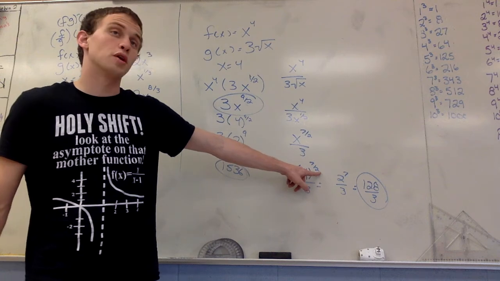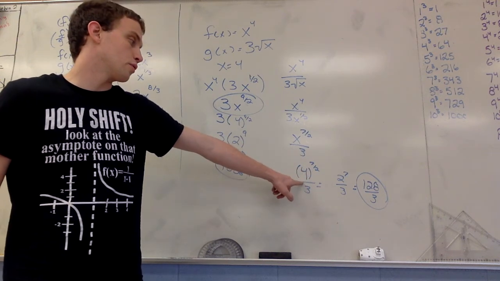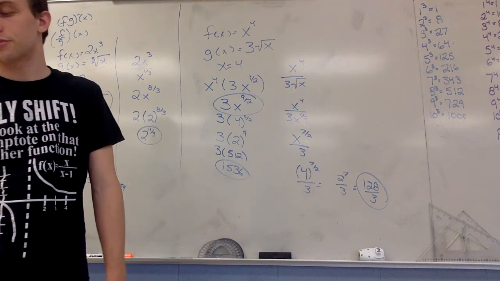All we did was use this because we know the denominator means the root. We took the square root of 4. That's how we got 2. And then just simplify.